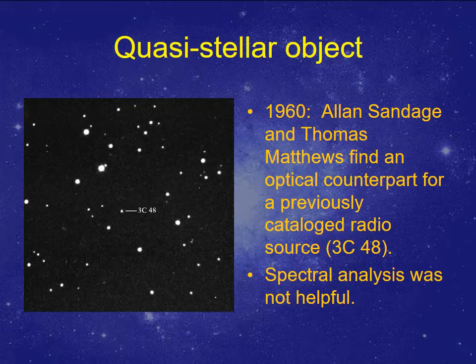What happened was, around 1960, Sandage and Matthews discovered the optical source of a radio signal that goes all the way back to shortly after World War II, in the Third Cambridge catalog, object number 48. They found a radio source, but they couldn't find out where the radio signal was coming from.